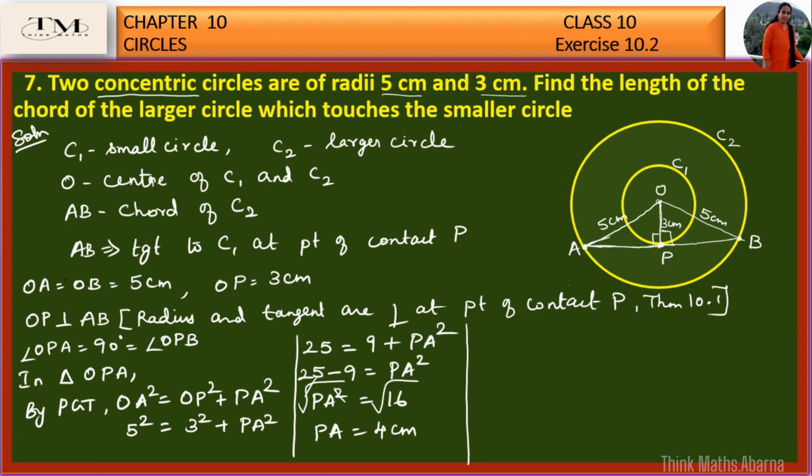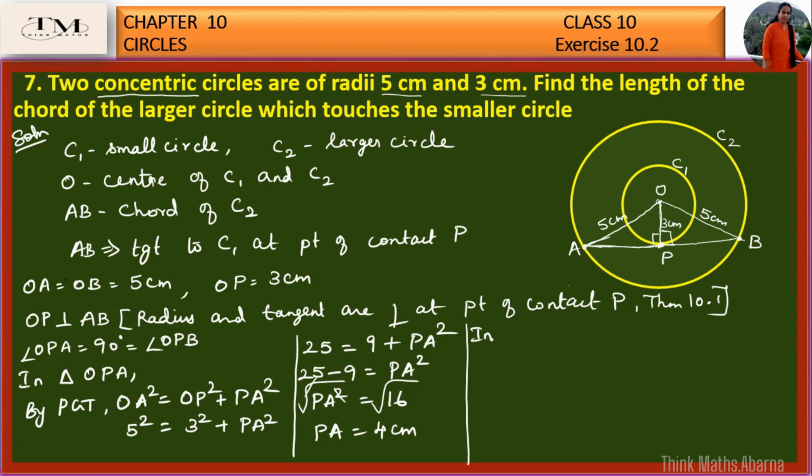Okay children, now we got this value. In the same method you can get PB and add both the values. So this is one of the methods. Now I am going to follow the congruency relation. I am going to take the triangles OAP and OBP.